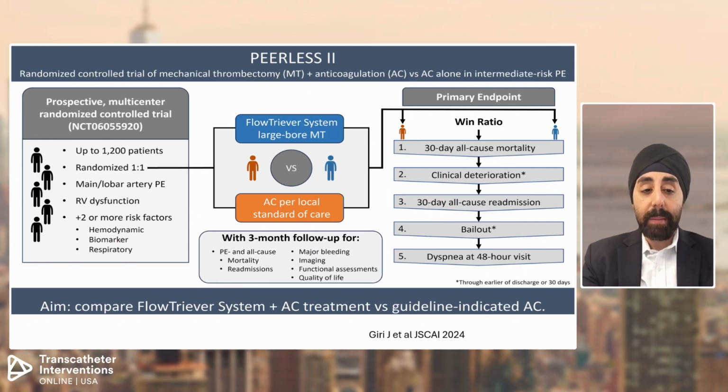Peerless 2, like we mentioned just now, is 1,200 patients. Again, looking at RV dysfunction plus risk factors, and it's looking at a win ratio, looking at all-cause mortality, clinical deterioration, readmission, bailout, and dyspnea at 48 hours.